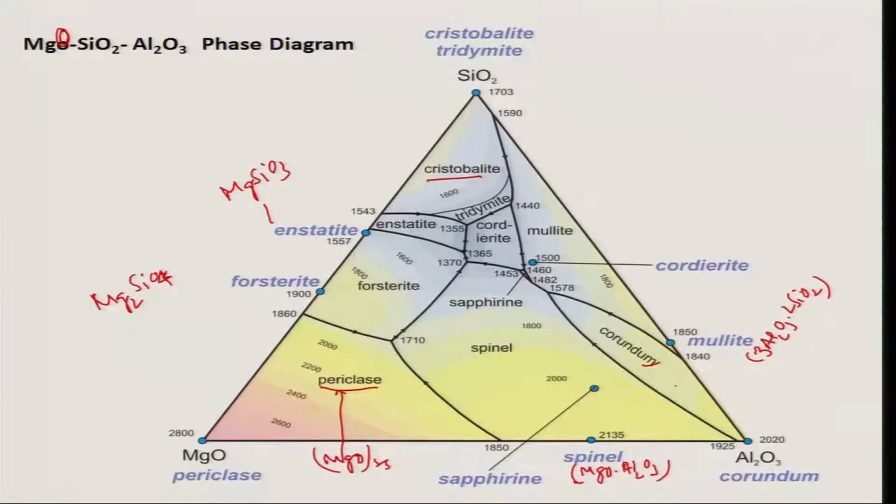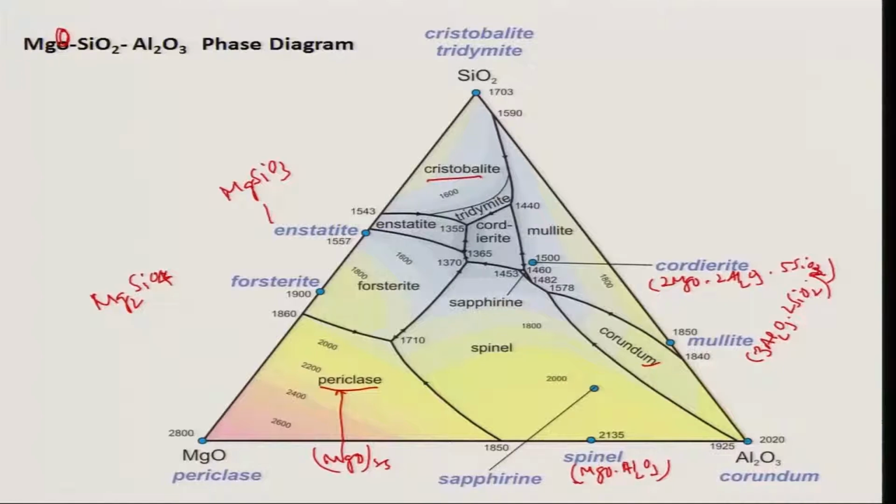Then you have forsterite. Forsterite is basically a binary MgO SiO2 compound, but addition of aluminum oxide, Al2O3, actually stabilizes forsterite. So, you can see the forsterite is getting stabilized in this part of the region. Enstatite is stable for a small composition region, and there are a few important ternary compounds. Let me just discuss. One is cordierite. What is cordierite? Cordierite is 2MgO, 2Al2O3 and 5SiO2. This is a ternary compound.